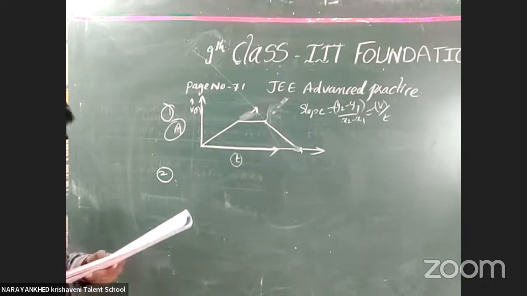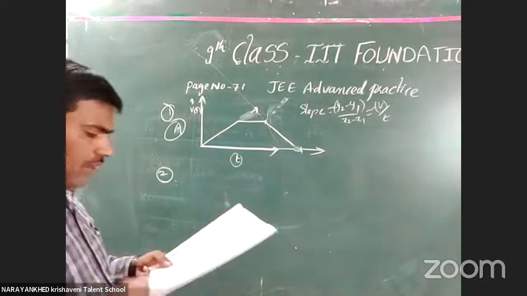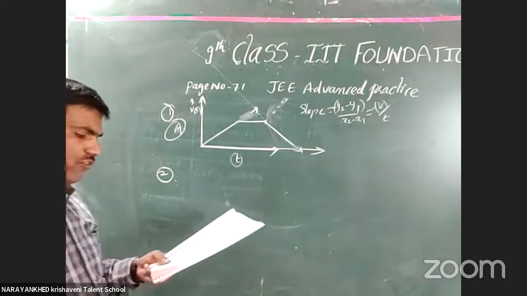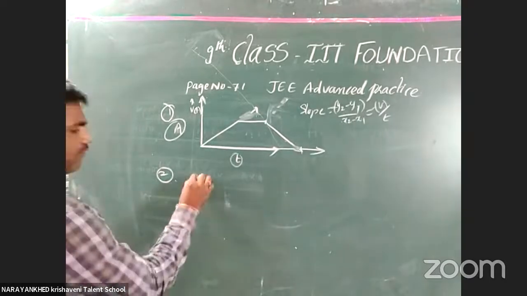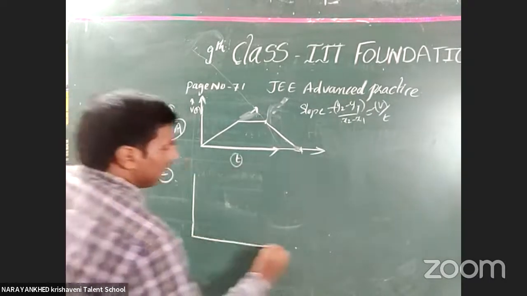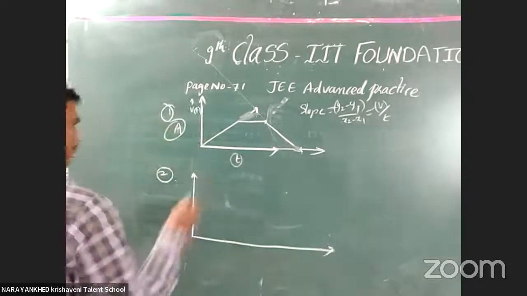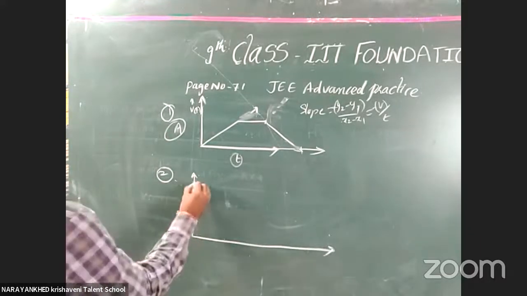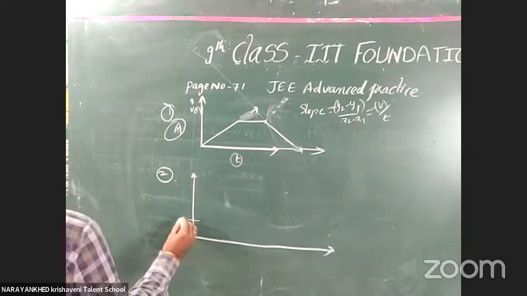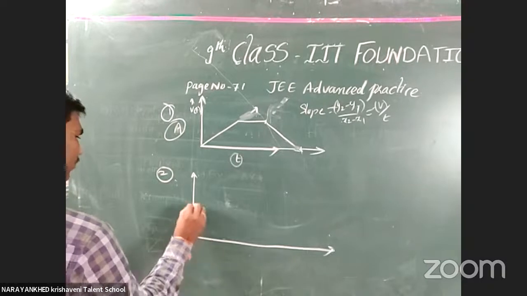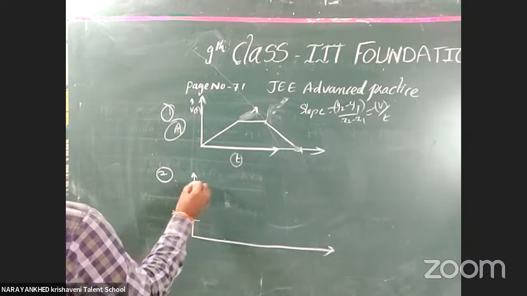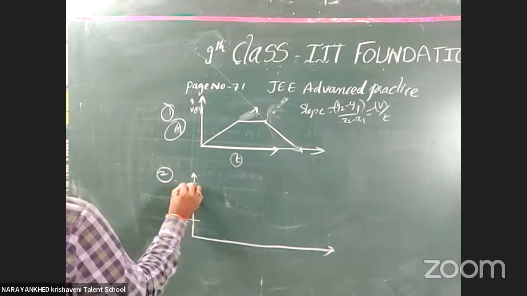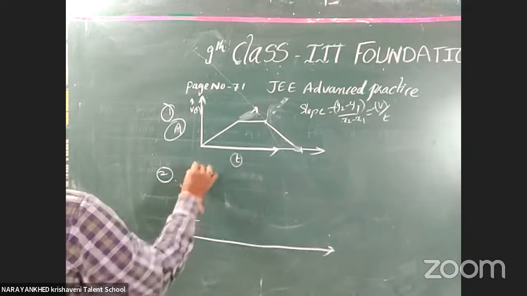These linked answer questions are given here. The displacement and time graph is shown below. The graph is given here like that. This is 5, this is 10, this is 15, this is 20, this is 25.